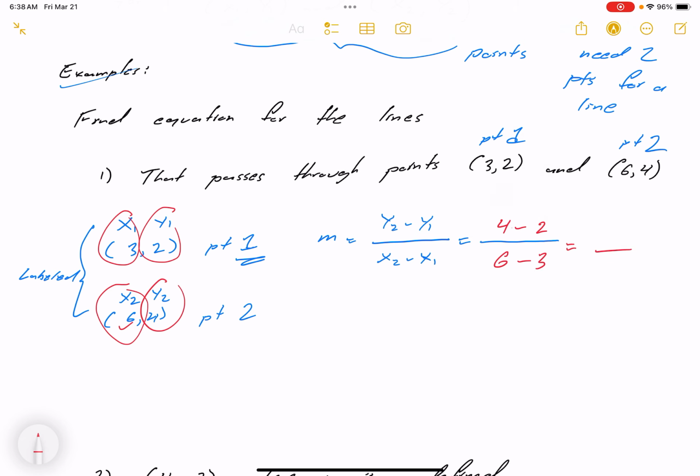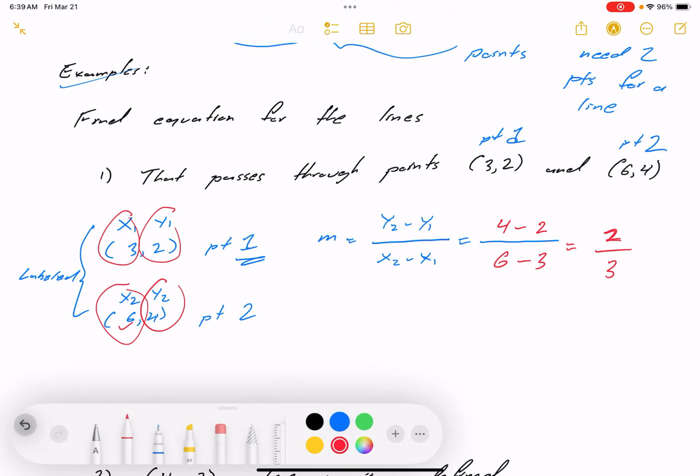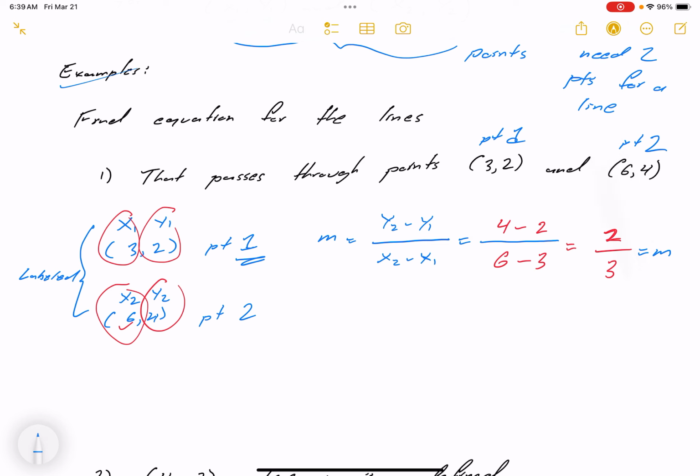So you do that. 4 minus 2, that's 2. 6 minus 3, that's 3. So m is 2 over 3. This is going to be your slope. That's going to be how fast your line is increasing. For example, our slope right now is positive. So it's actually going up. It's going to look something like that. Okay, and now that we have our slope, now we can find our point slope formula.